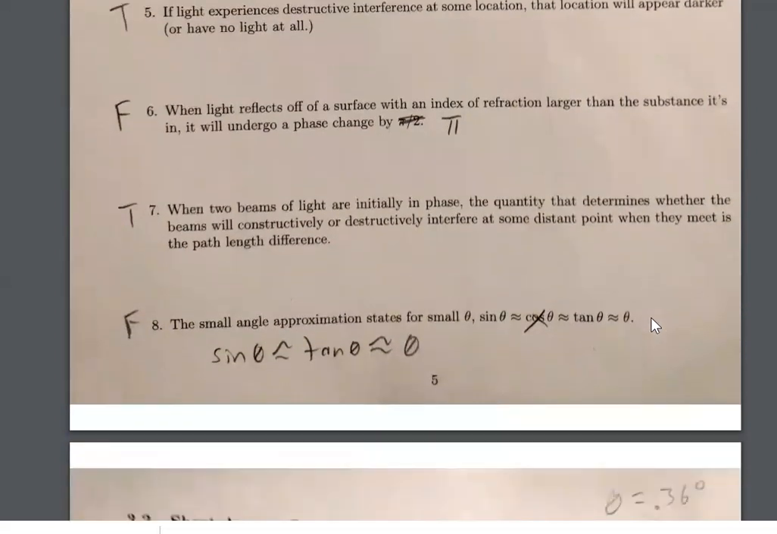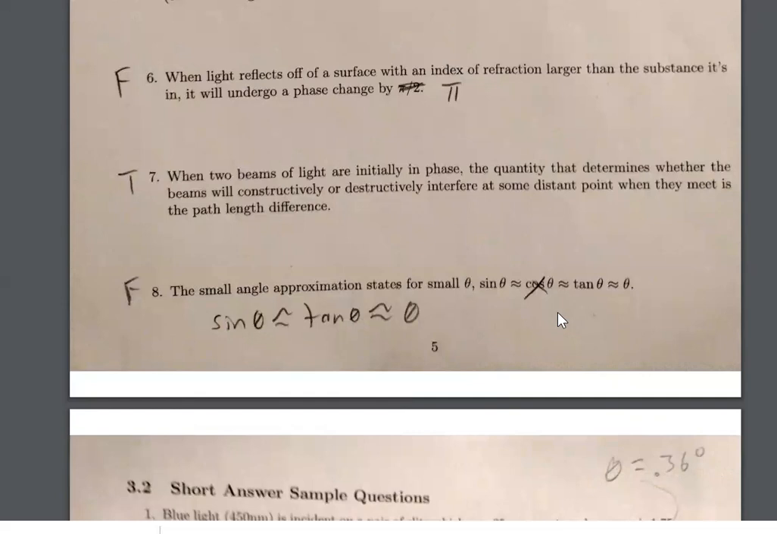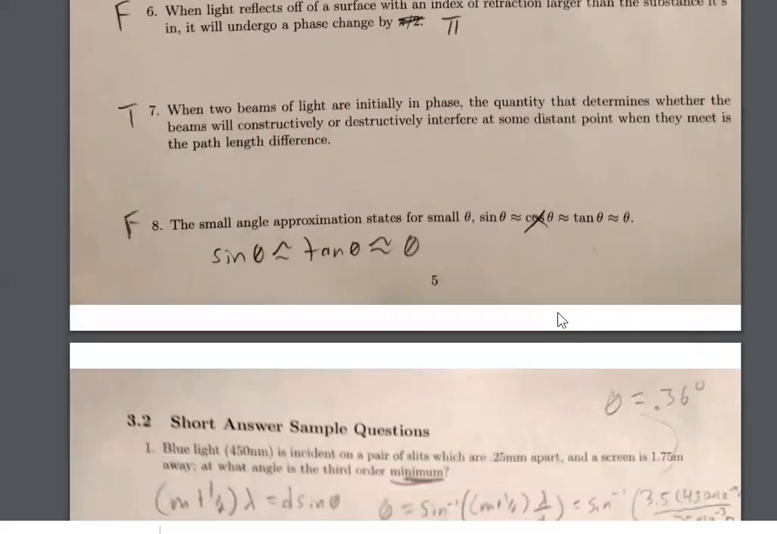Okay, the small angle approximation says that sine of theta is approximately tangent of theta, and that's approximately theta, not cosine. Cosine of a small angle is approximately 1, or 1 minus theta squared over 2, depending on if you want to keep quadratic terms or not.